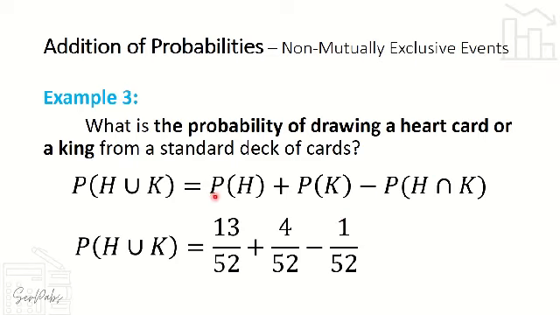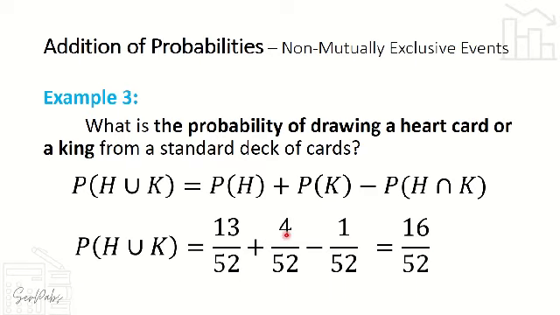So, ang ating probability of having a heart card is 13 over 52. Meron tayong 13 heart cards out of the 52 cards. Meron tayong 4 na hari or king out of the 52 cards. So, 13 over 52 plus 4 over 52. Saan naman nanggaling yung 1 over 52? Kasi merong isang magkamukha sa kanila. And that is the king of hearts. Diba? Doon sila nag-intersect. Ito yung common between the two probabilities. So, minus 1 over 52.